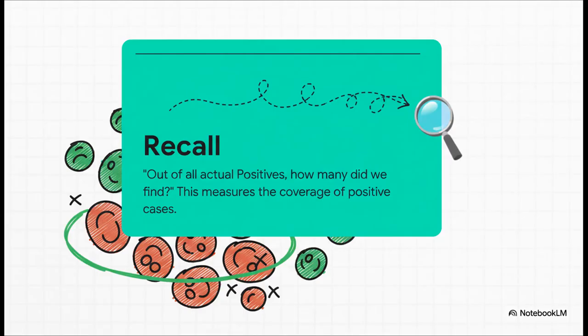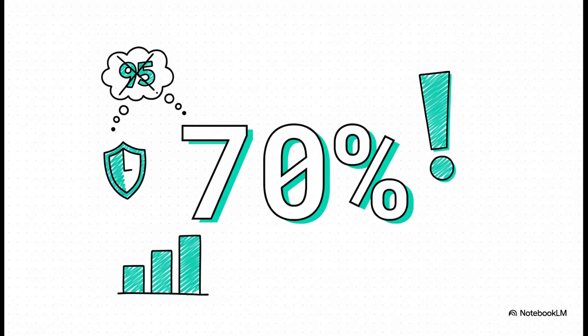But now for the most critical metric for this entire problem, recall. Recall asks the single most important question here. Of all the people who actually had cancer, how many of them did our model successfully find? This isn't about quality, it's about coverage. Did we miss anybody? And here it is, the gut punch. Our model's recall is only 70%. This is the number that was hiding behind that impressive 95% accuracy. This is the aha moment.